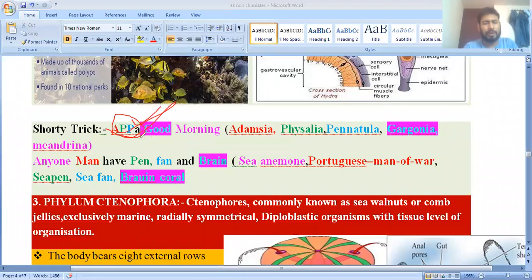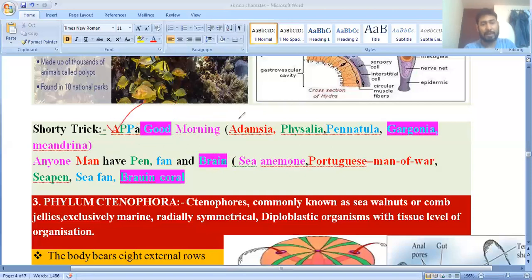So here: Appa, Appa, good morning. Appa came and he's saying good morning. And Appa is asking, any one man have pen, fan or brain? It means Appa came, and what is he asking? Appa is asking any people, do they have the pen, fan or brain. So then you should know, this is the short trick. And how will you correlate? You can correlate easily.